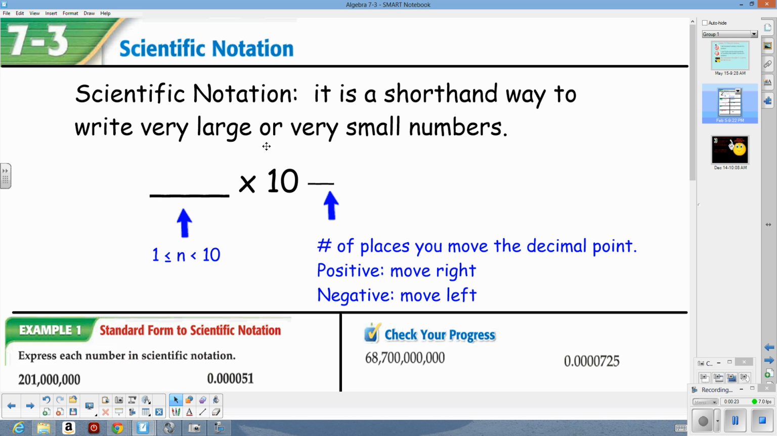It's a number times 10 to some power. This number that belongs right here has to be a number that's at least 1 but less than 10. In other words, you need to have exactly one number in front of the decimal point. And then this number right here, the exponent, tells you the number of places that you move the decimal point. Because remember, when you multiply by powers of 10, you are just moving the decimal.